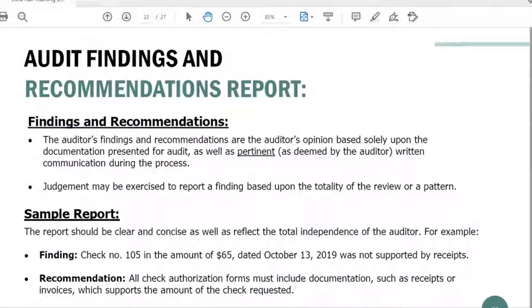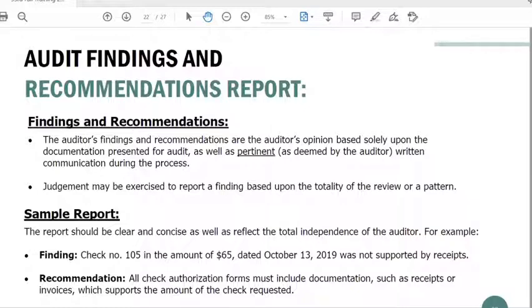The auditor's findings and recommendations are the auditor's opinion based solely upon the documentation presented for the audit, as well as pertinent, as deemed by the auditor, written communication during the process. Judgment may be exercised to report a finding based upon the totality of a review or a pattern.